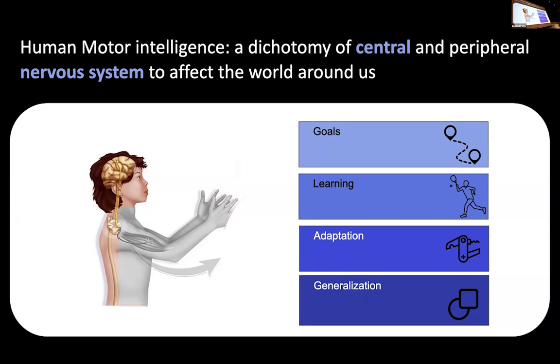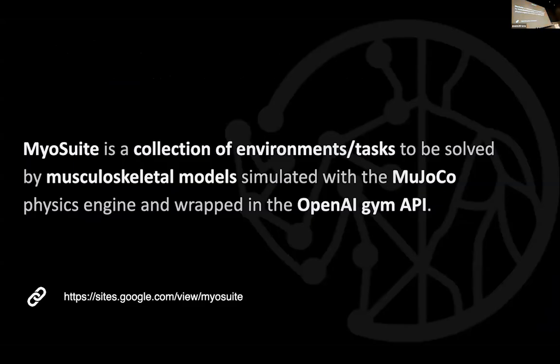And this is exactly why we create MyoSuite. MyoSuite is a collection of environments and tasks to be solved by musculoskeletal models, simulated in MuJoCo, and made very easy to use through an OpenAI API.